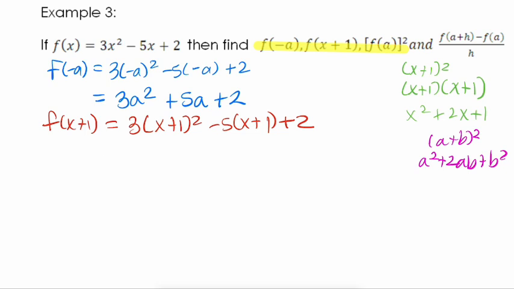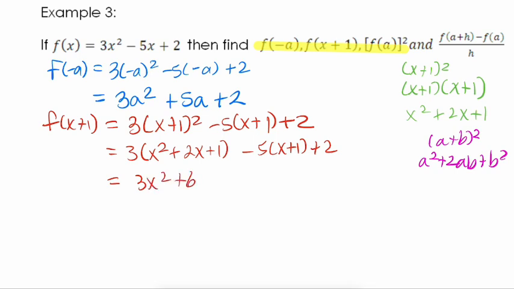So this is going to be 3 times the quantity of x squared plus 2x plus 1. I'll distribute everything here in a minute. And now let's distribute all of the coefficients, which is 3x squared plus 6x plus 3 minus 5x minus 5 plus 2. And then combine like terms and be done with it. So our final answer would be 3x squared plus x and then plus 0. So it's just 3x squared plus x. Any questions about what we have there so far?